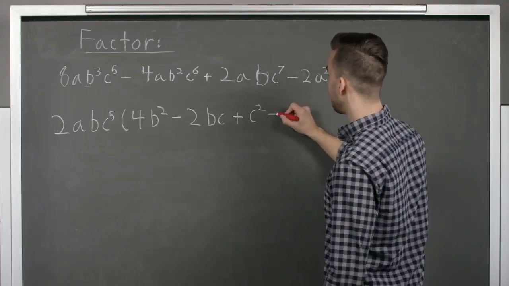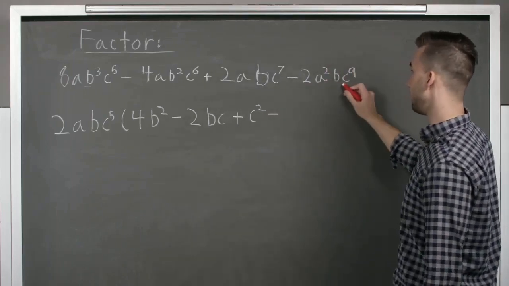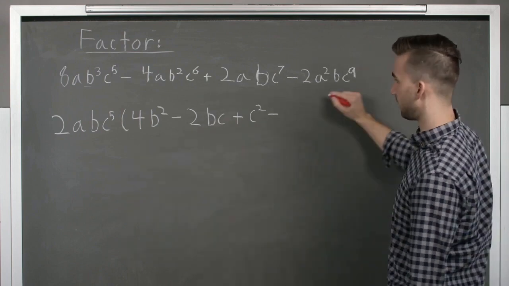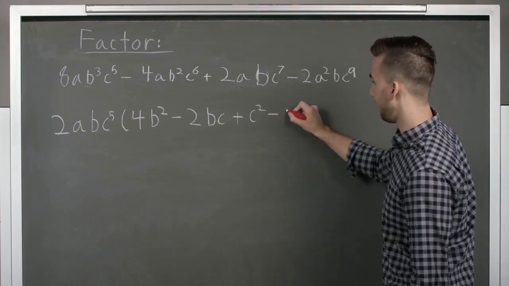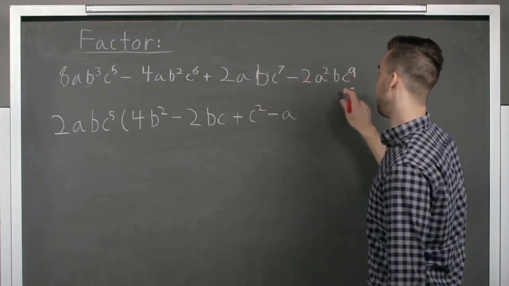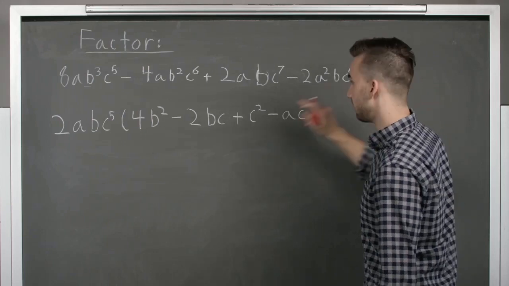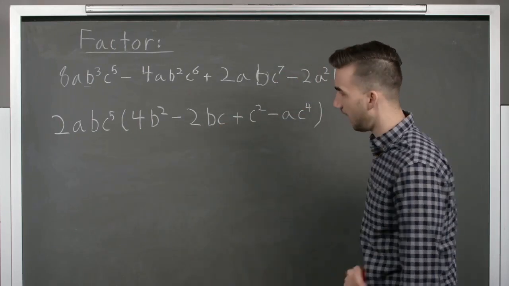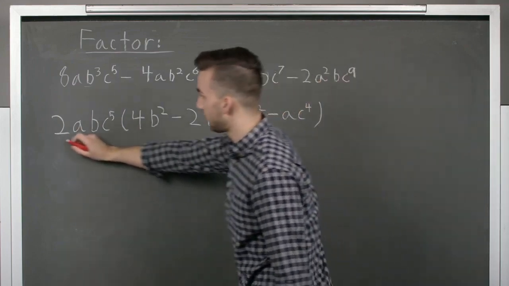Then our last term, 2a squared b c to the power of 9, divided by our common factor would give us a, right, because there's an extra a, and c to the power of 4. And that is our solution for this example.